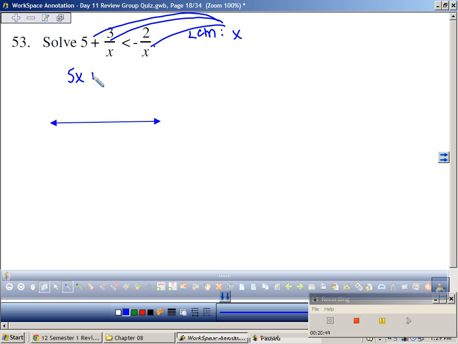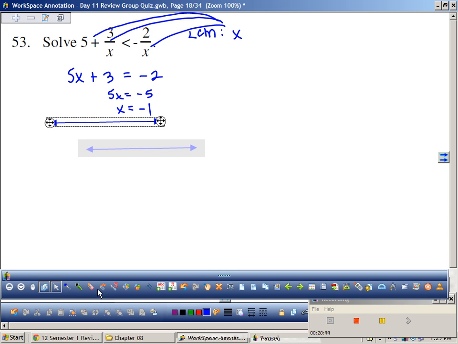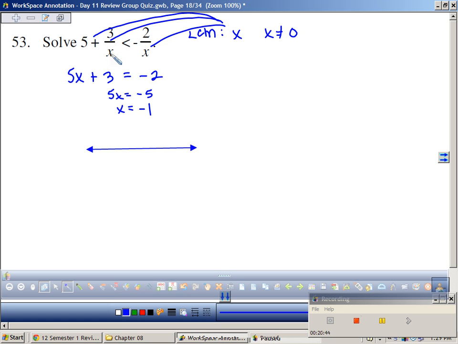5x, 3, I'm going to say equals negative 2, so 5x equals negative 5, so x equals negative 1. What am I going to do with that on the number line? X cannot be 0. Because if you put 0 here, it would be undefined, right? So I have negative 1 and 0, and what do I do?